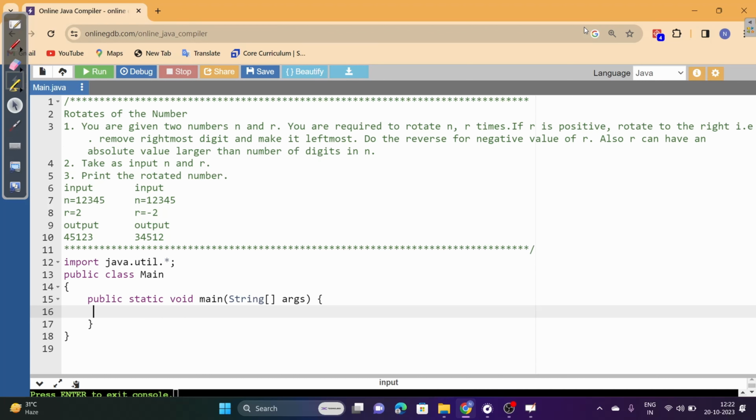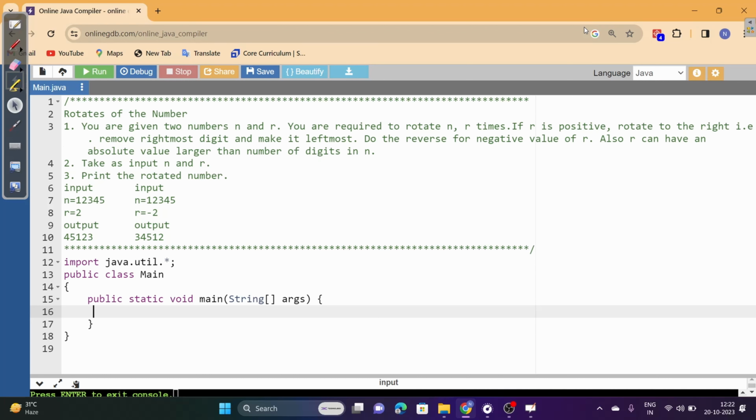So let us go to the problem statement. Today we are going to learn rotation of a number. You are given two numbers, one is n, another one is r. N is your given number, r is your rotation. You are required to rotate the number r times. If r is positive, rotate to the right. If r is negative, rotate to the left.